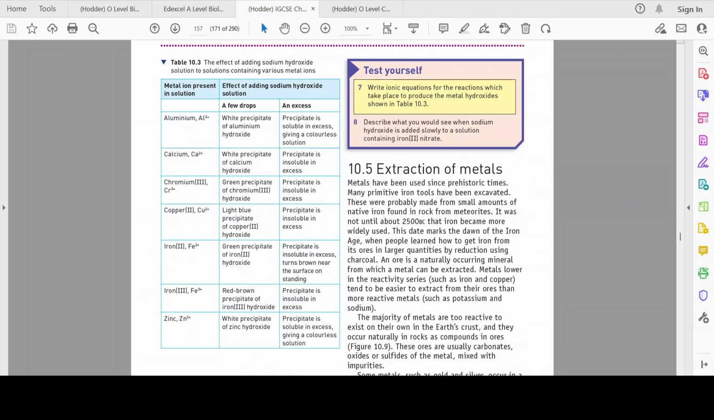Can you please explain it again, please? Which part exactly? Identifying metal ions.